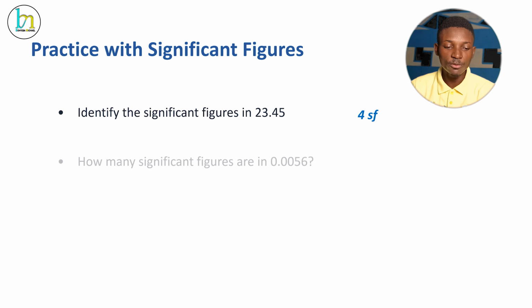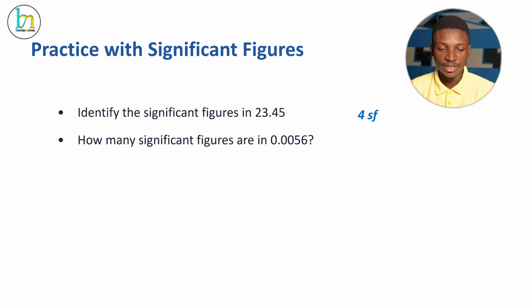Good. Let's move to the next one. How many significant figures are in 0.0056? We have 2 significant figures. Don't forget that we have already said that leading zeros are not significant figures. If it has a decimal point, or even if there is no decimal point, leading zeros are not significant figures.